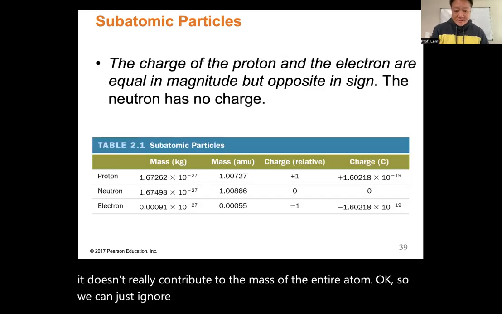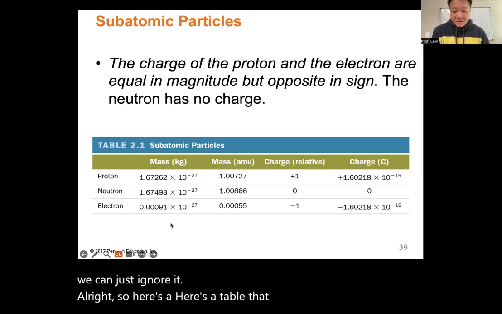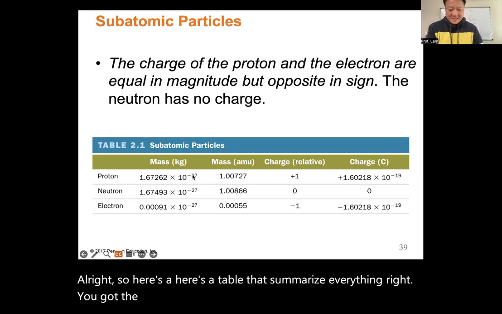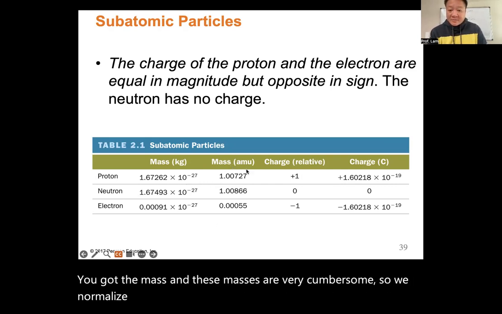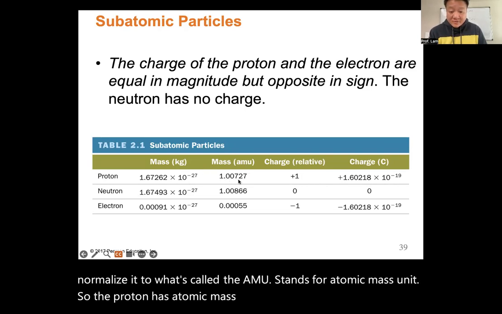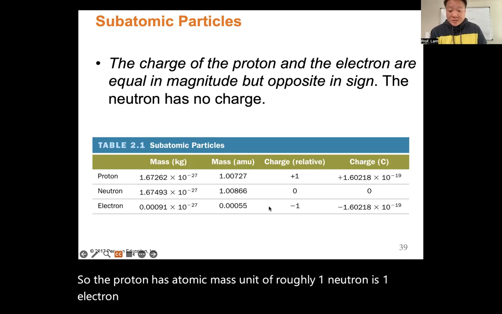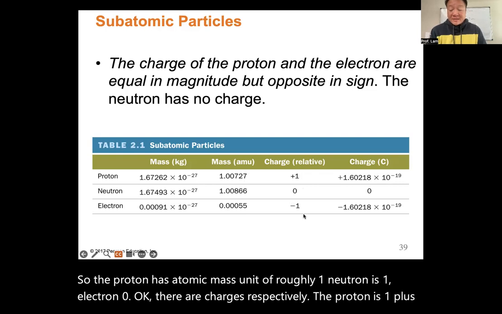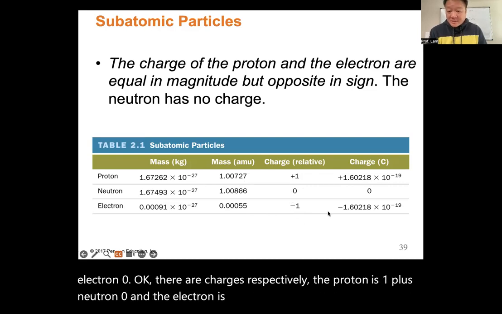All right, so here's a table that summarizes everything, right? You got the mass, and these masses are very cumbersome, so we normalize it to what's called the AMU, which stands for atomic mass unit. So the proton has an atomic mass unit of roughly 1, neutron is 1, electron 0, okay? Their charges respectively, the proton is 1 plus, neutron 0, and the electron is 1 minus. And then here you see the charge as well, right?